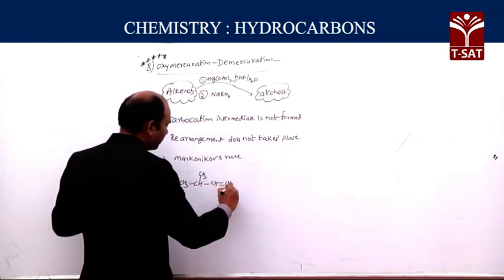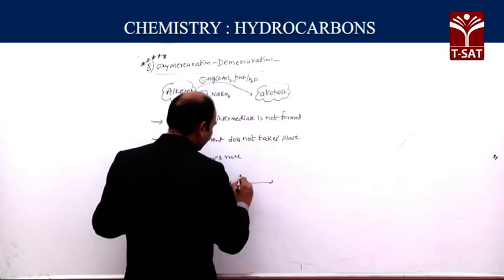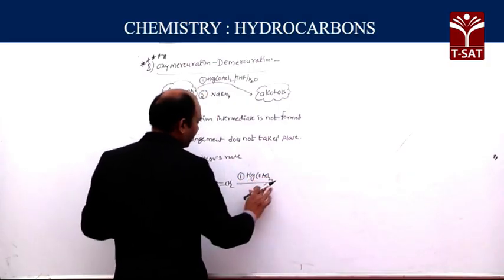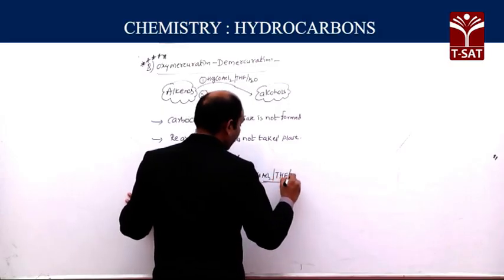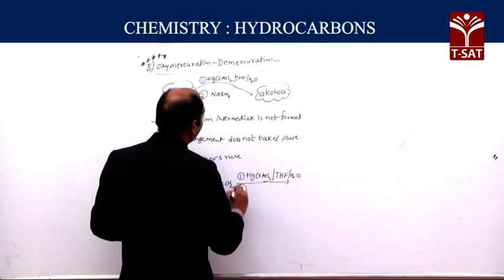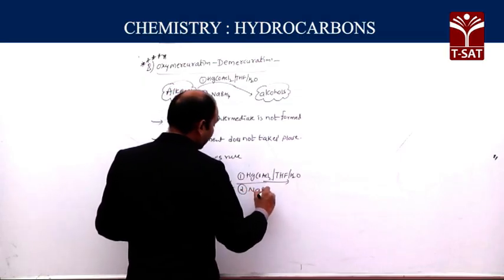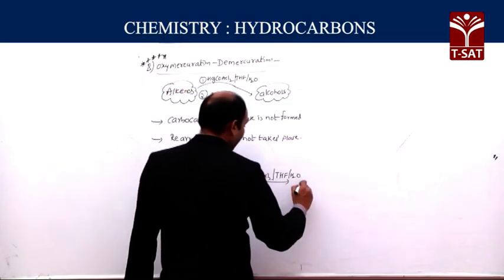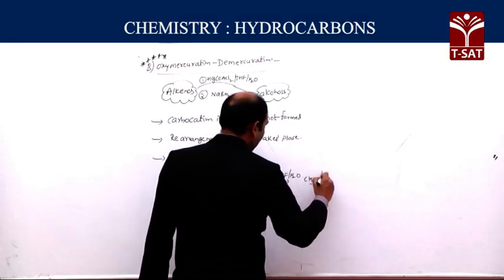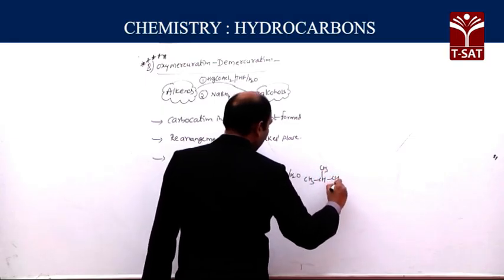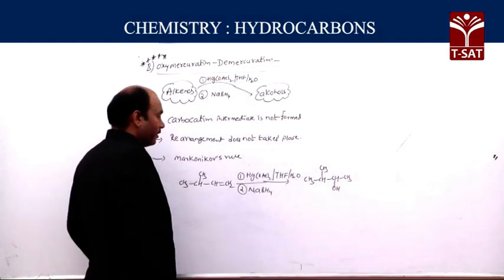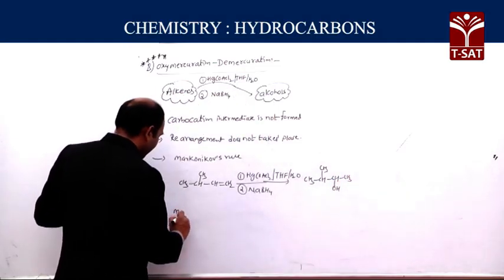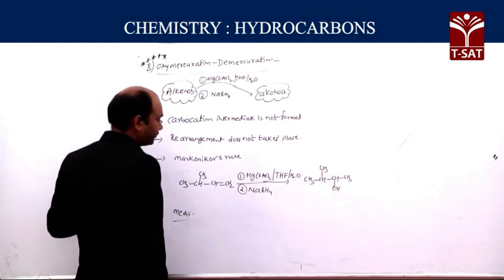CH3CH=CH2 plus mercuric acetate Hg(OAc)2, that is THF and H2O. The second step is sodium borohydride. So what we get here is CH3, CH, OH, CH3. So let us discuss the mechanism. What happens in this mechanism?